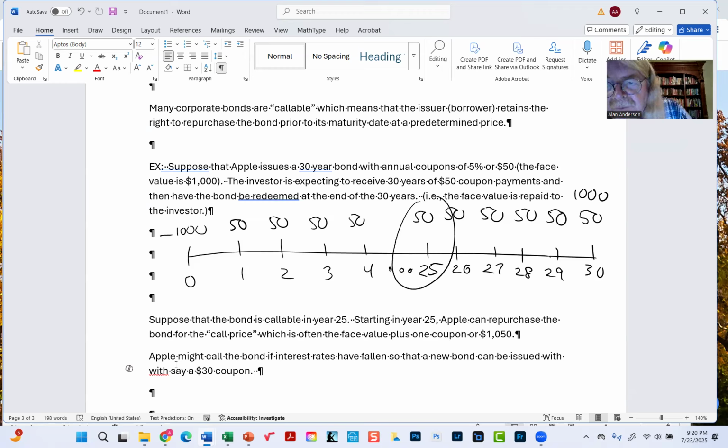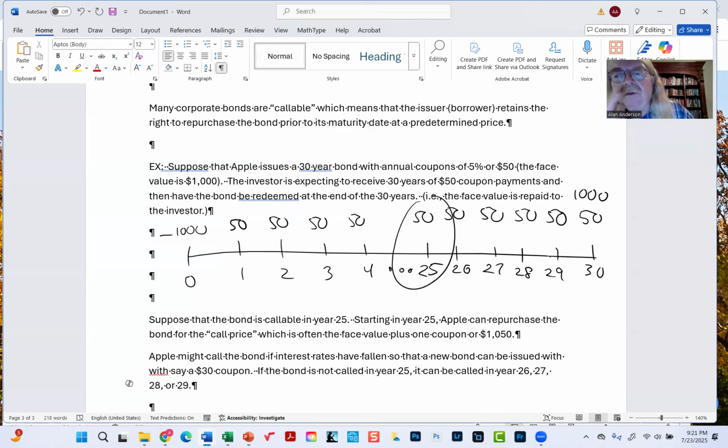So they specify that when you buy this bond, this could happen starting in year 25. And not only that, if the bond is not called in year 25, it can be called in year 26, 7, 8, or 9. 30, it doesn't matter because the bond is matured.